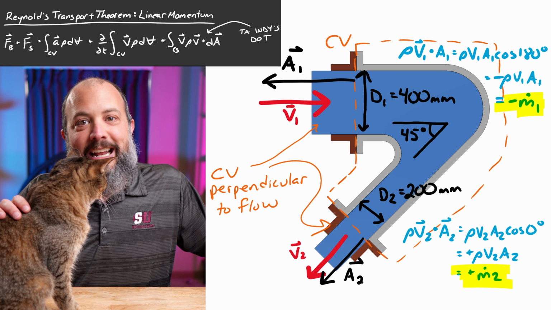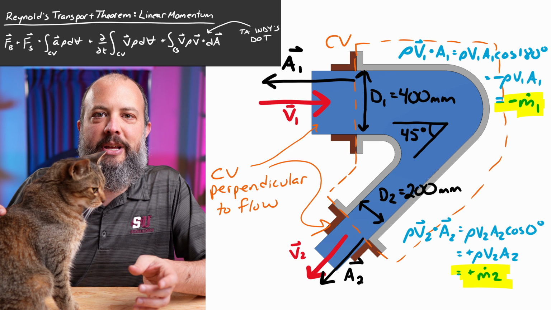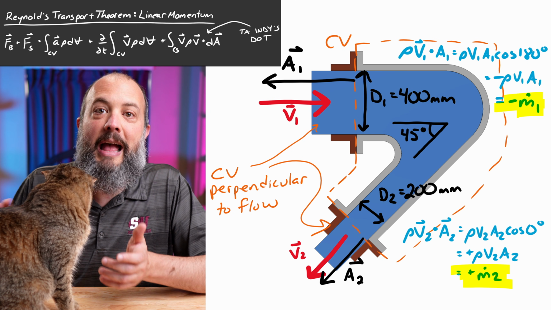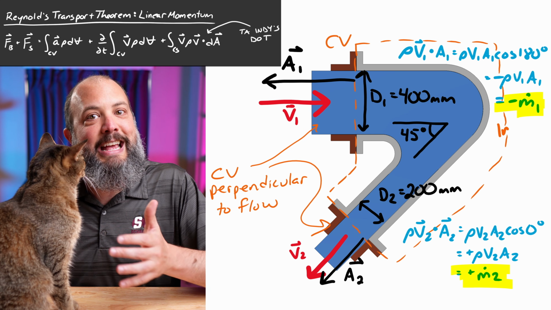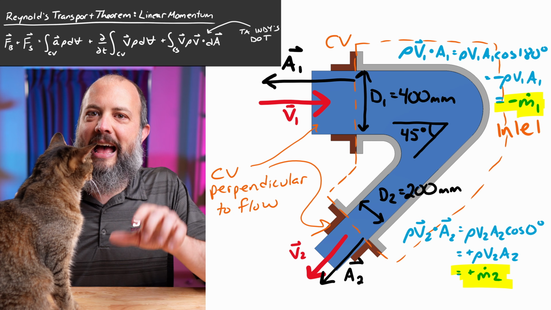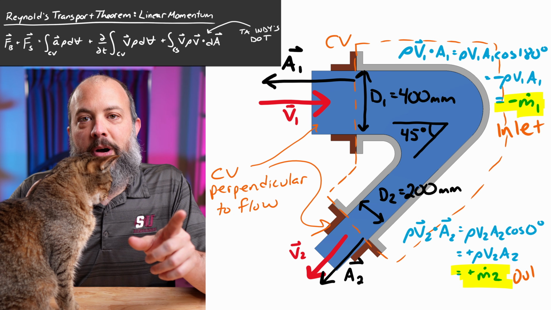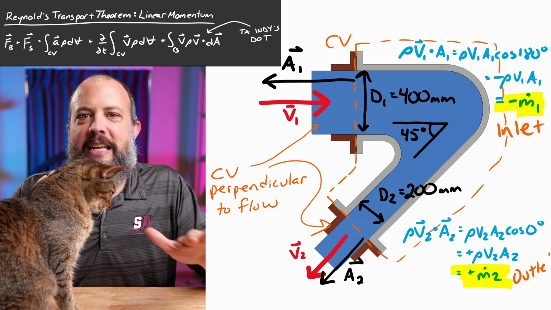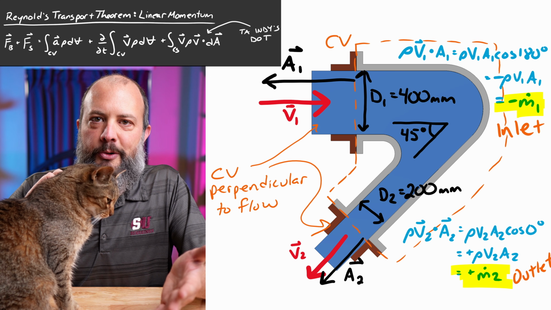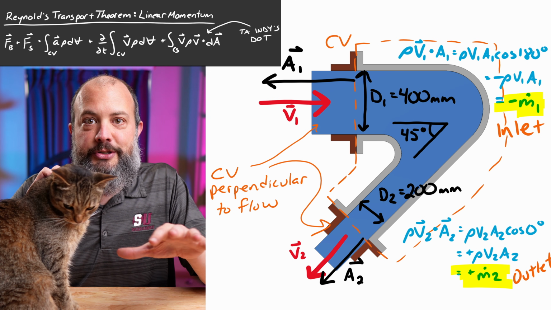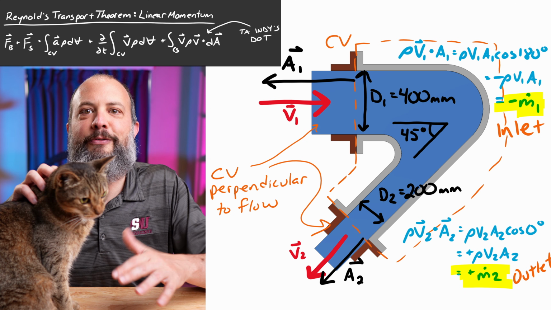So m dot 1 is entering the control volume. This means that there's a 180-degree angle between the area of the control volume and the velocity of the water at point 1. And cosine of 180 is -1, which makes that mass flow rate entering the system negative. This is also why at the beginning of the video I said it was vitally important to draw your control volume perpendicular to the flow. This will ensure that your angles are either 0 or 180, so either +1 or -1 for the cosine term.